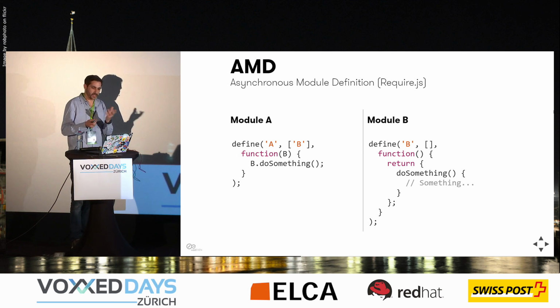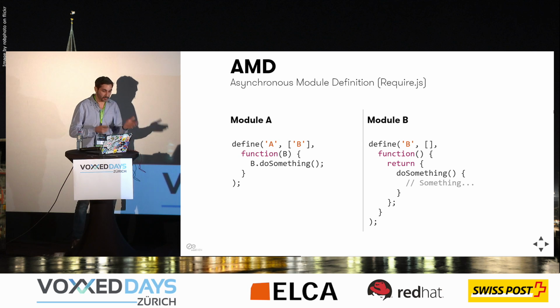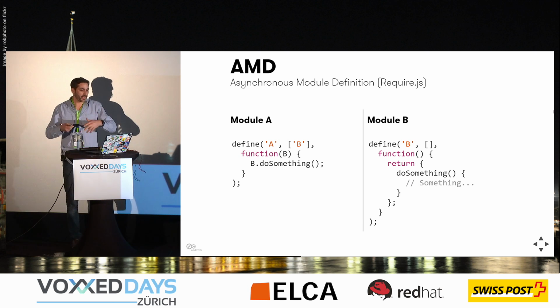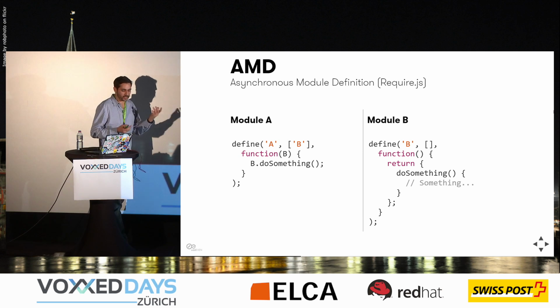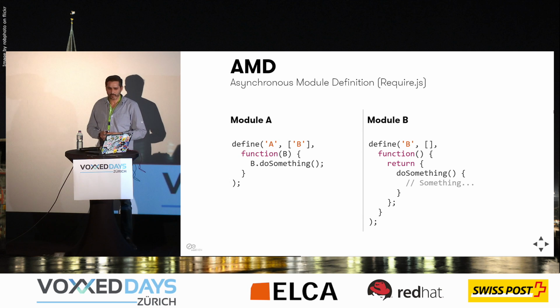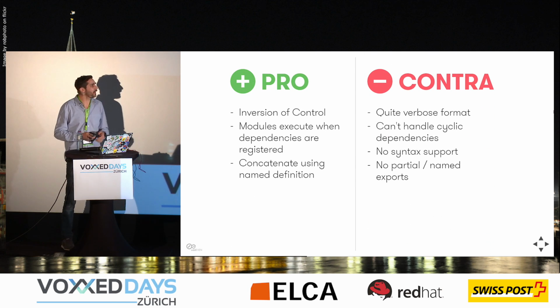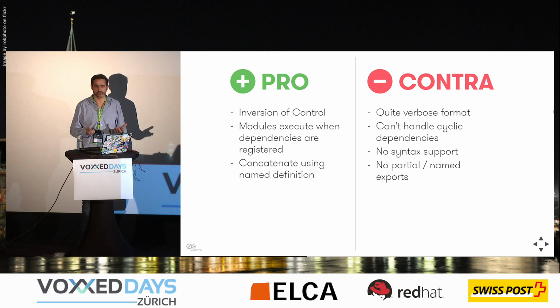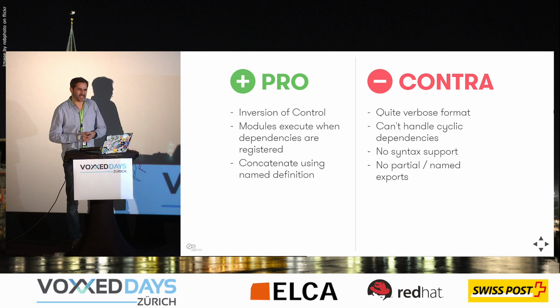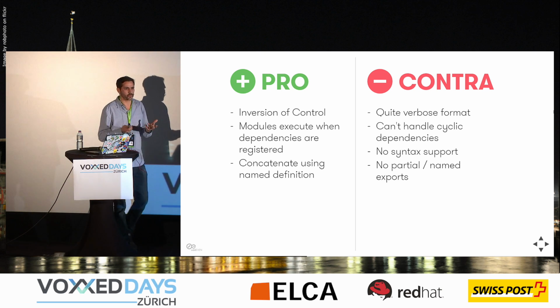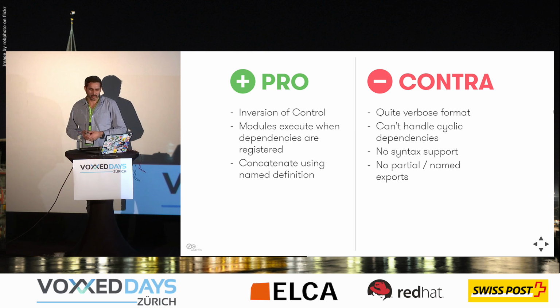In the imports, or in the define dependencies, you need to really create an array with the names of the dependencies, and then you can get these, let's say, injected into your factory function. So it's quite cumbersome, and this is definitely a contrapoint to AMD. So you have a quite verbose format to define modules. Also, they can't really handle cyclic dependencies. I mean, require.js came around with it a little bit with dynamic requires, but still the module format AMD is not really made for handling cyclic dependencies, which is a bit of a pain.